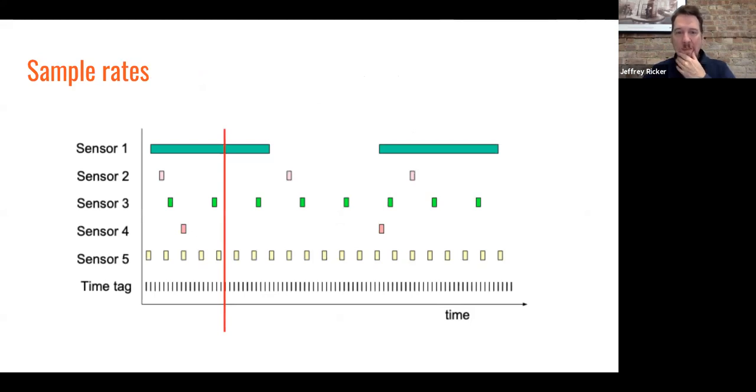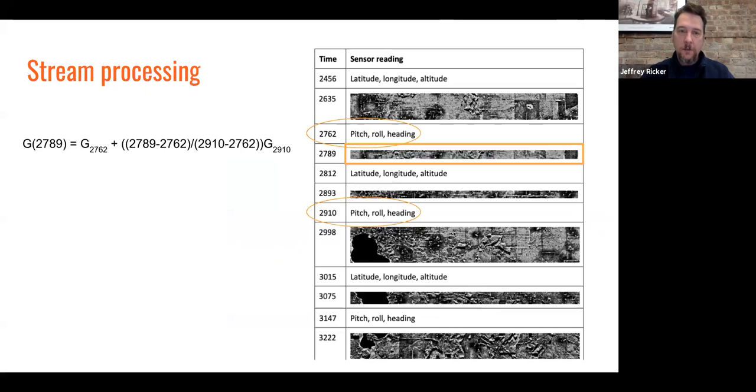So what we can do is for each point of that, each line of that camera scan, we can get a very clear, very accurate interpolation of these other sensors as they apply to that point in time. So, for instance, for the image's time at 2789, we can interpolate between the pitch, roll, and heading readings at 2762 and 2910.